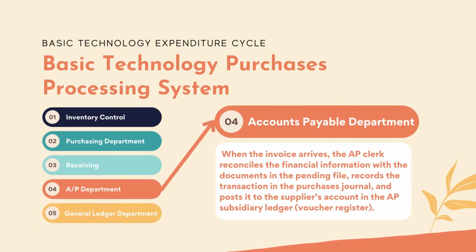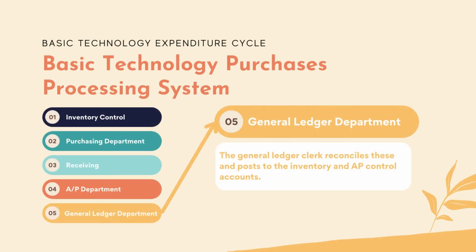Next, the AP department. When the invoice arrives, the AP clerk reconciles the financial information with the documents in the pending file, records the transaction in the purchases journal, and posts it to the supplier's account in the AP subsidiary ledger or voucher register. After recording the liability, the AP clerk transfers the source documents, the PO, receiving report, and invoice to the Open Vouchers Payable or APOK file.